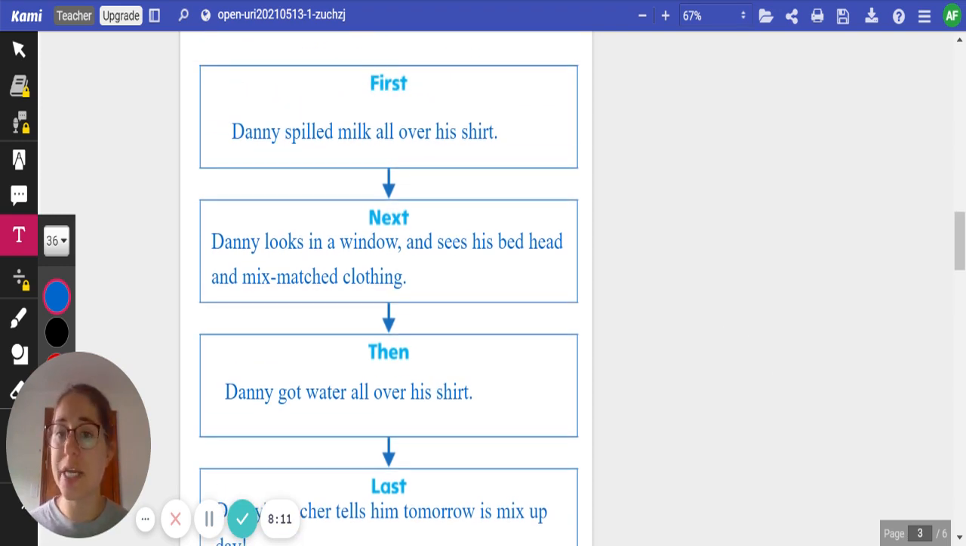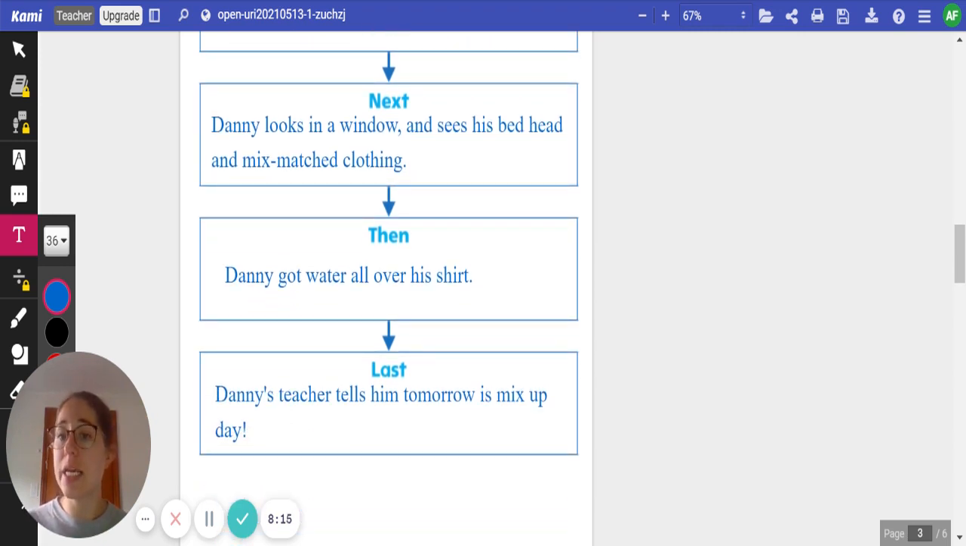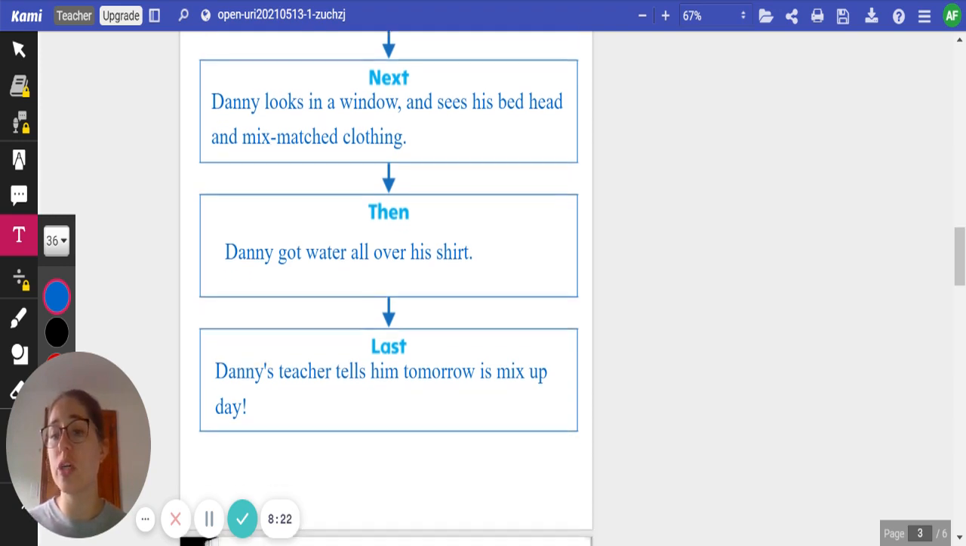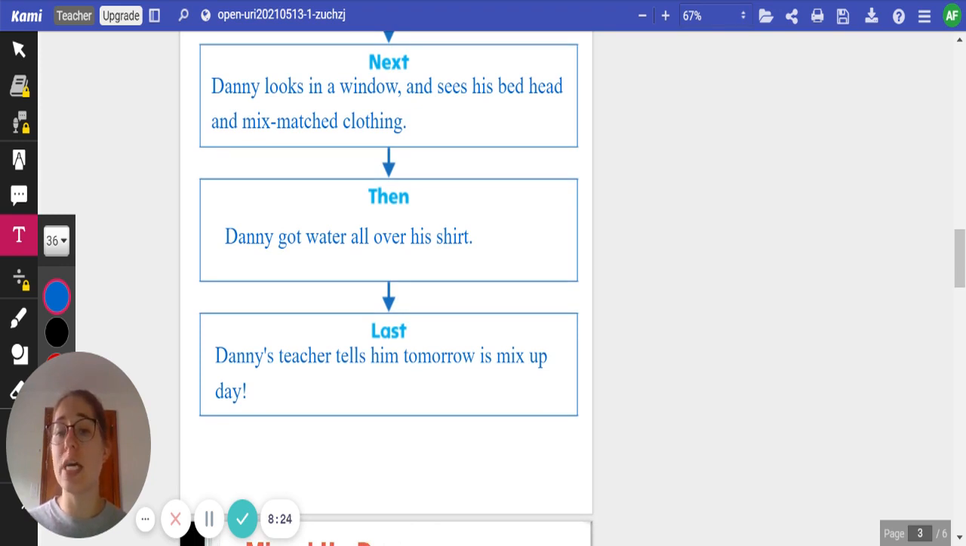We know that first, Danny spilled milk all over his shirt at breakfast. Next, Danny looks in a window and sees his bedhead and mix-matched clothing. Then, Danny got water all over his shirt. And last, Danny's teacher tells him tomorrow is mix-up day. So that is the sequencing or the order of events of our story.